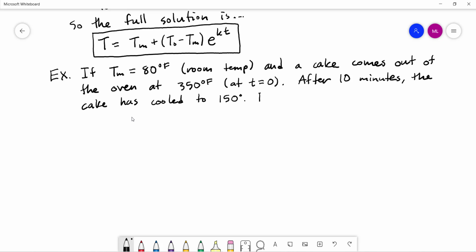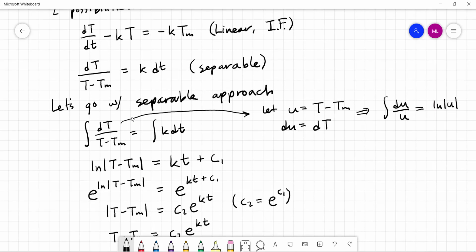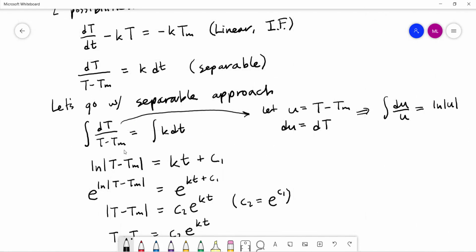Let's find an equation for the temperature as a function of time. Okay, so just to practice everything, I'm going to go through this procedure from the beginning with the relevant values plugged in to the initial equation.